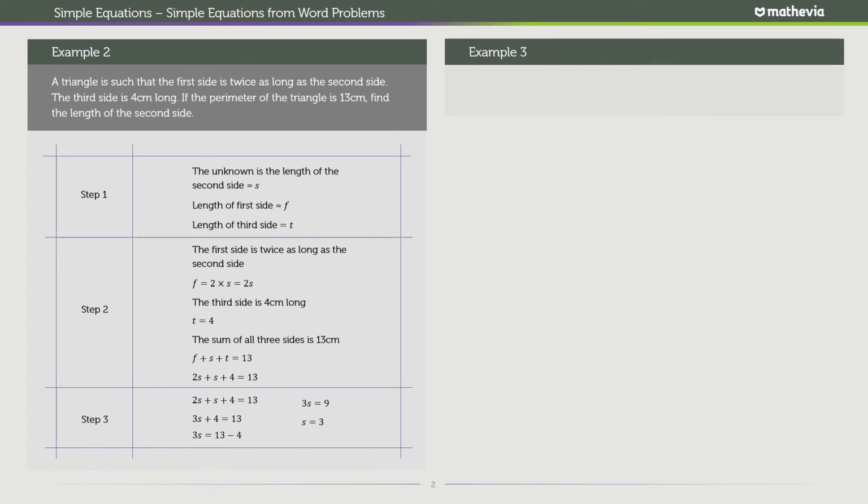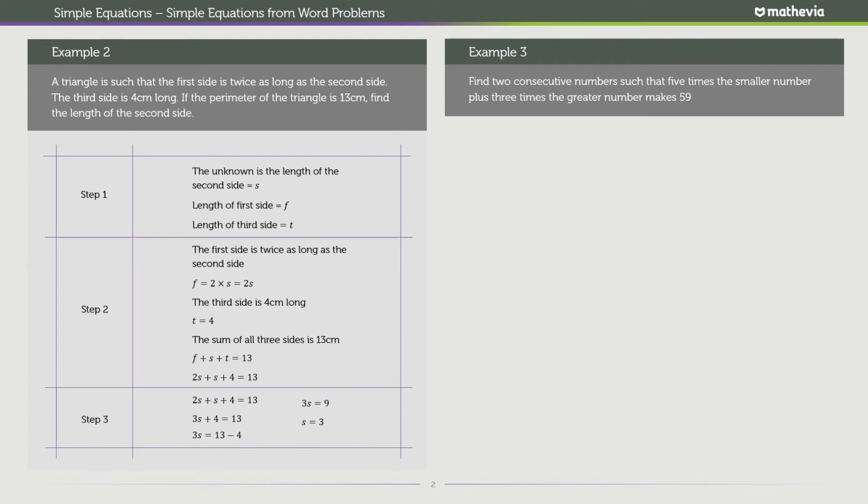Straightforward. Now, final example, example 3. Now, this one is very interesting. We have to find two consecutive numbers such that 5 times the smaller number plus 3 times the greater number makes 59. Now, consecutive numbers are basically, if you're counting from 1 to 10, any two numbers that follow. So 2 and 3 are consecutive numbers, 4 and 5 are consecutive numbers.